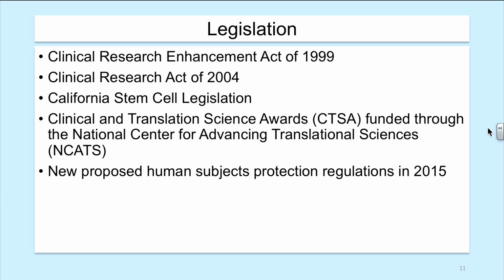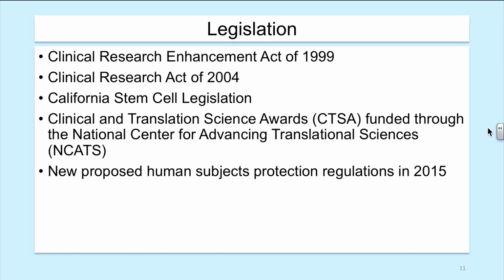So let's start out with legislation. The Clinical Research Enhancement Act of 1999 appropriated a large amount of money towards the clinical research process. And there is the Clinical Research Act of 2004 that supplemented that. We had recently some California stem cell legislation that allowed for taxpayer money to be used for stem cell research for a number of different diseases.